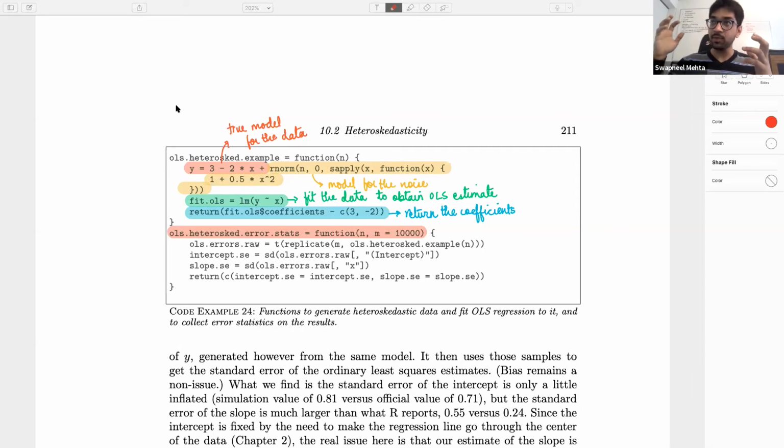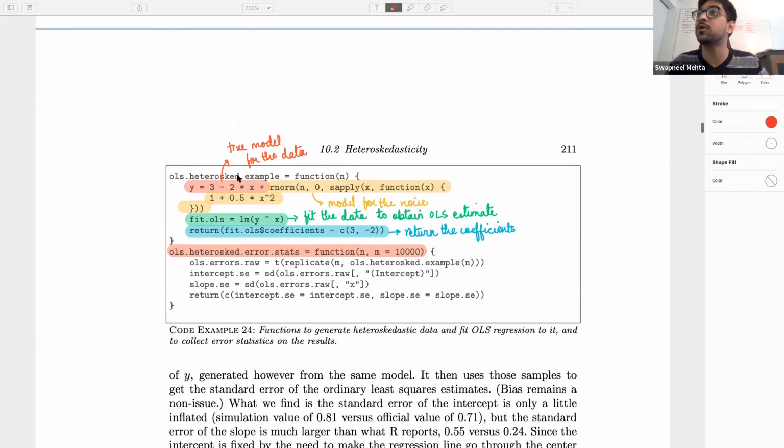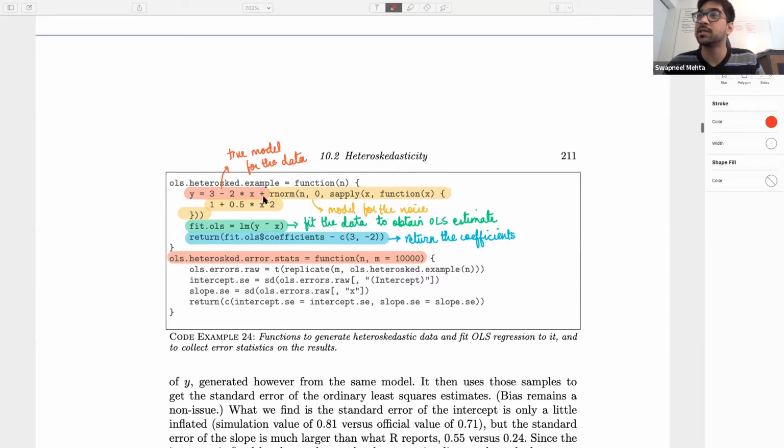Mechanistically, and this is an important coding example just for understanding how this goes, you define a true model for the data: y is equal to 3 minus 2 times x. Then you add some noise, n noise terms with mean 0, and the variance is a function you apply, making the variance a function of x. So the variance is equal to 1 plus 0.5 x squared.